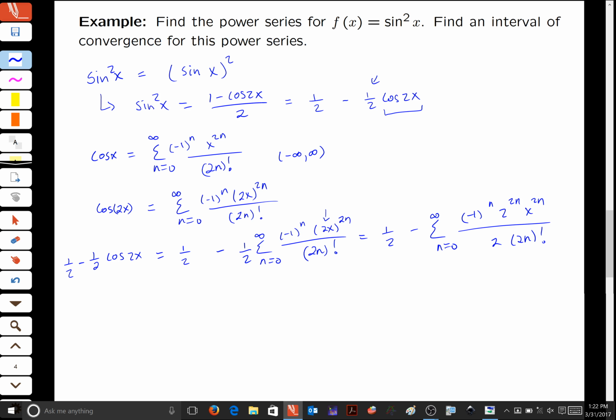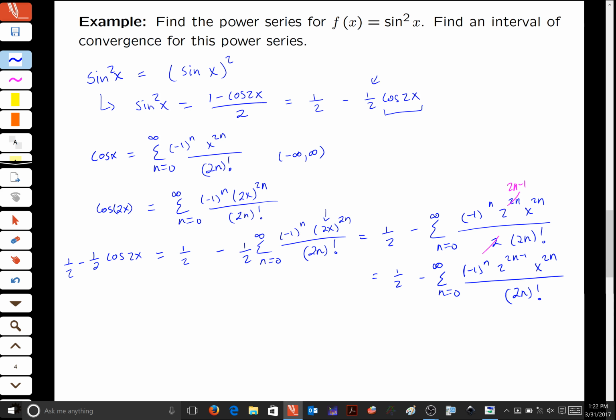You can't combine it with your 2n factorial over here because that is a factorial. That's 2n times 2n minus 1 and so forth. But you can cancel it with one of the 2's in your numerator, leaving you a 2n minus 1 in your exponent. So you get 1/2 minus the sum n equals 0 to infinity, minus 1 to the n, 2 to the 2n minus 1, x to the 2n over 2n factorial.